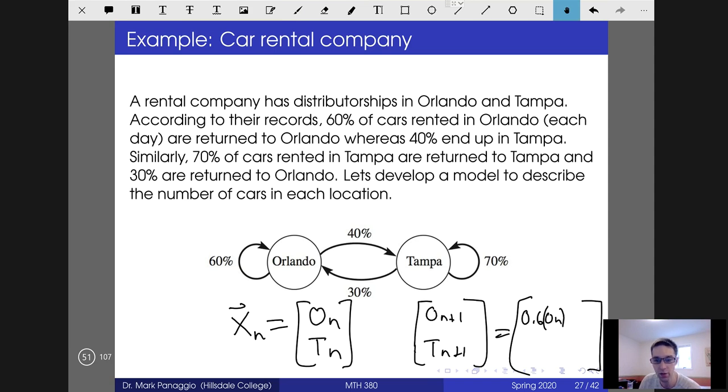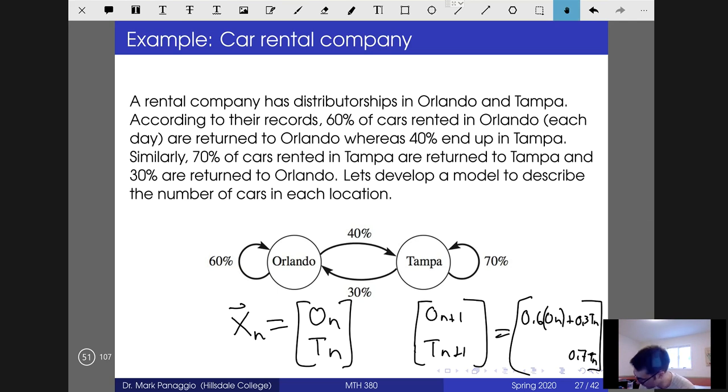And then the other cars that are in Orlando on day N plus 1 must have come from Tampa, and that's going to be 30% of the cars that were in Tampa on the previous day. The same sort of reasoning can be applied to Tampa. Where did the cars who were in Tampa on day N plus 1 come from? Well, 70% of the cars that were in Tampa the day before stayed there. So 0.7 TN stayed, and they will be included in TN plus 1.